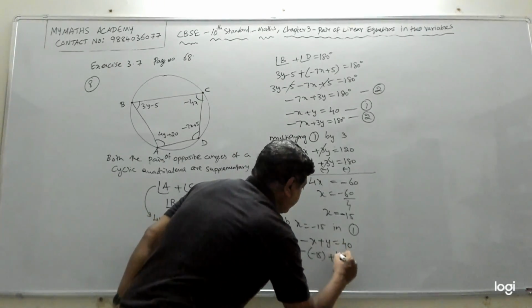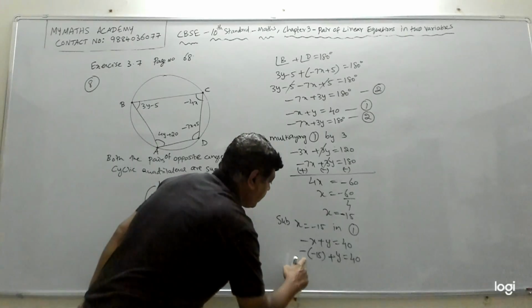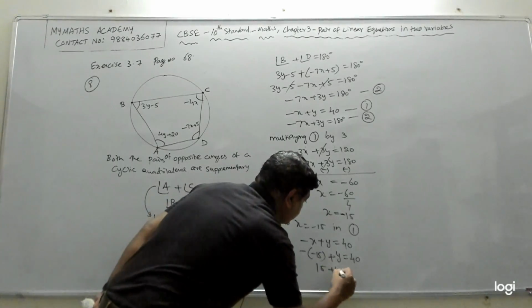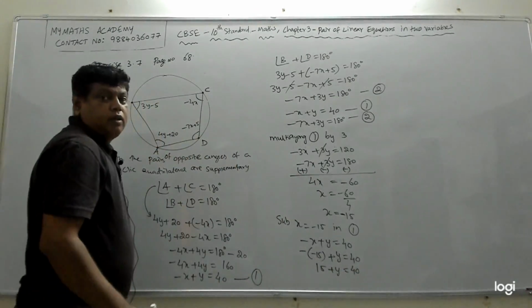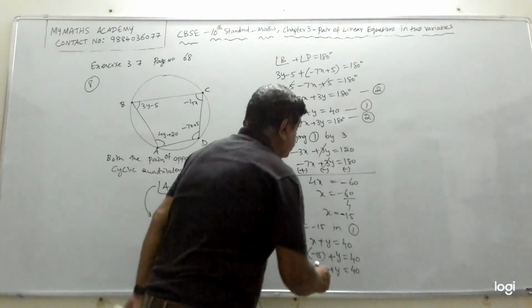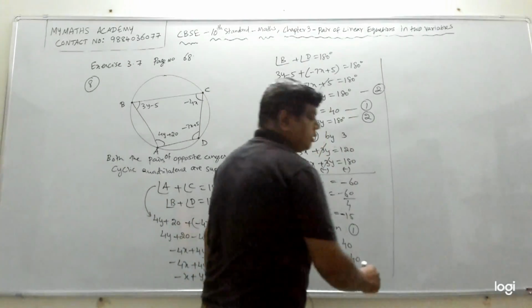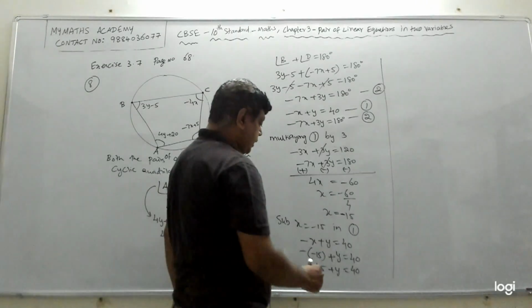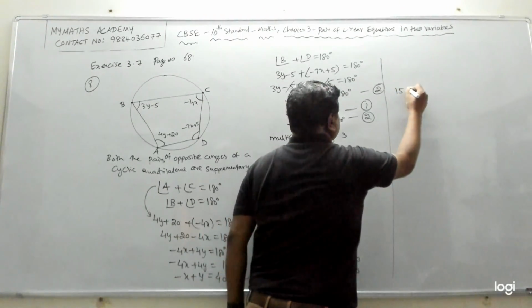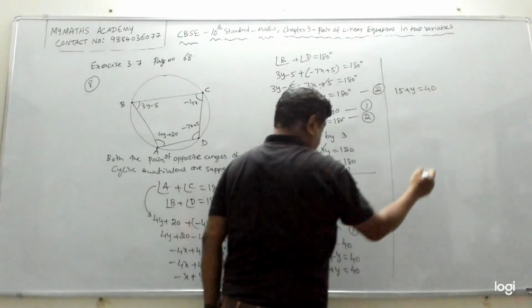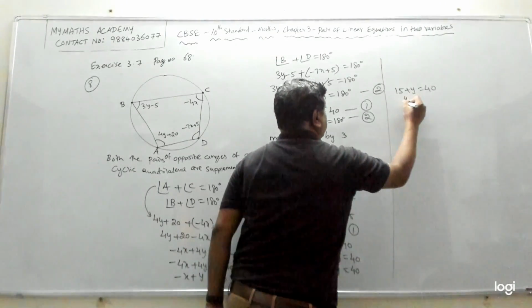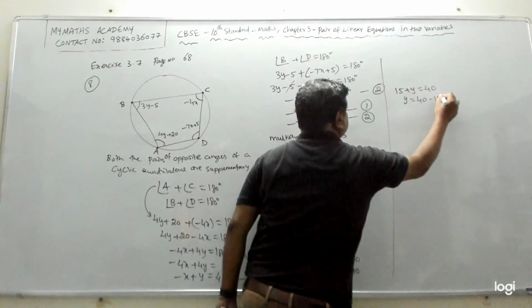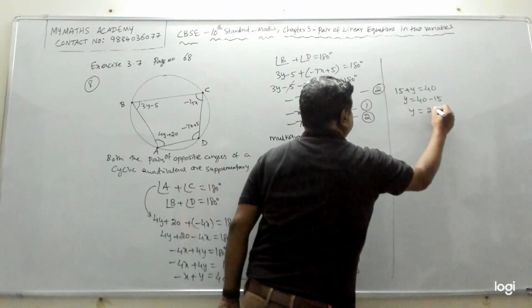So plus y equal to 40. Minus into minus is plus 15 plus y is 40. That makes my y as, I'll continue here. That will make my y as 15 plus y equal to 40, which is this. Then y is equal to 40 minus 15. My y will become 25.